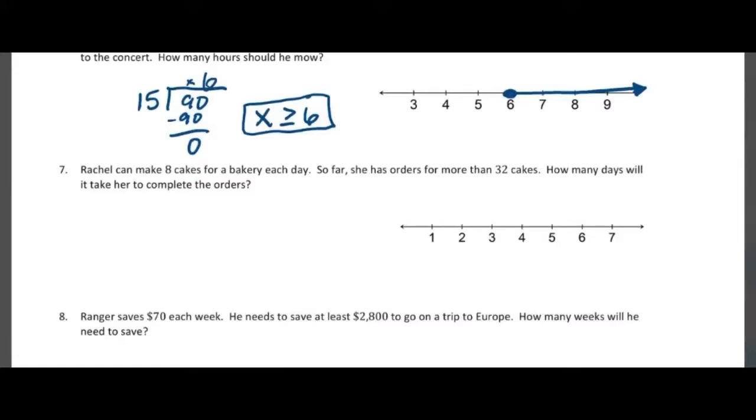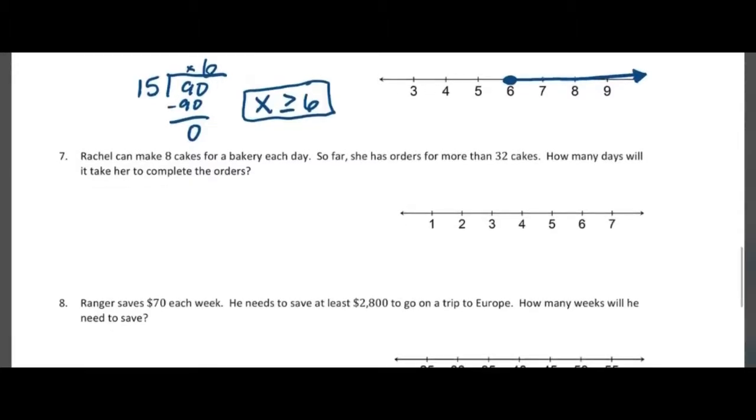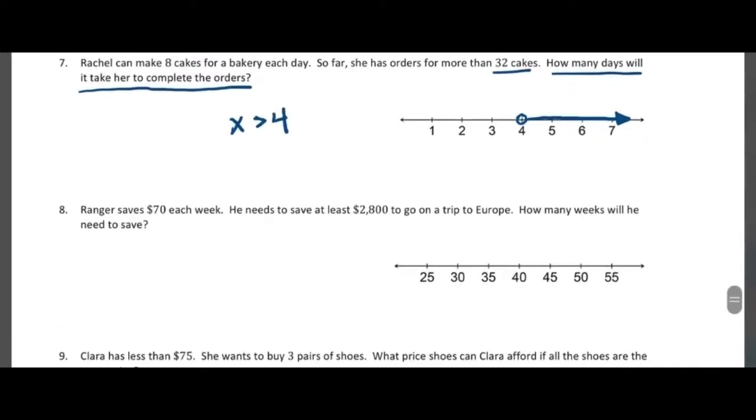Okay. Let's look at Rachel. So Rachel makes 8 cakes a day. We already learned that, right? She has orders that are more than 32 cakes. It says, how many days will it take her to complete the orders? Well, there we go again, 8 cakes a day. So x is greater than 4, kind of like the problem from before. So I have an open dot on 4, and then it's 4 days or more. So my arrow's going to the right.